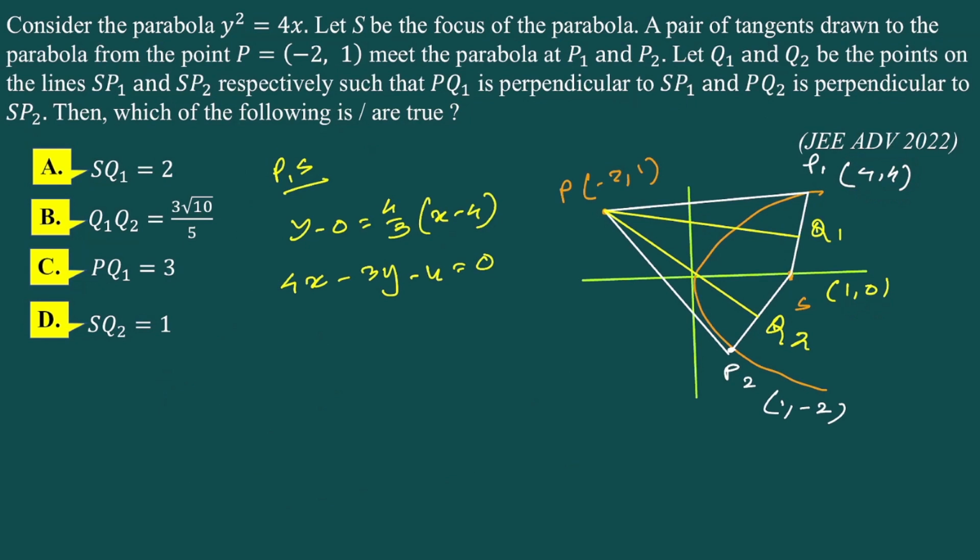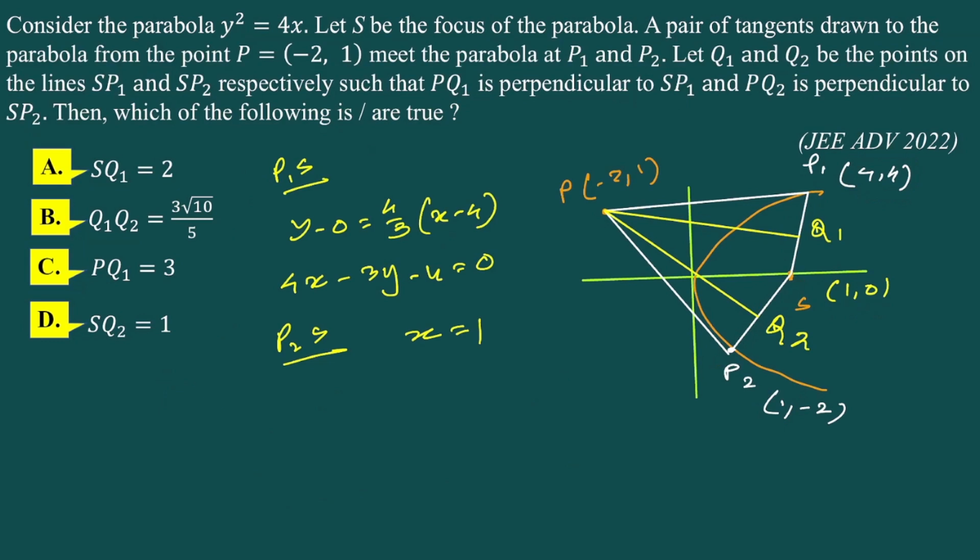Similarly, to get the equation of P2S. This is the P2S. Sometimes we have to apply our common logic. Just see one thing, everybody. Here, in this case, the x coordinate of P2 is 1. That S's x coordinate is 1. So the x coordinate in both cases is coming to be 1. Therefore, the equation of P2S is x equal to 1.